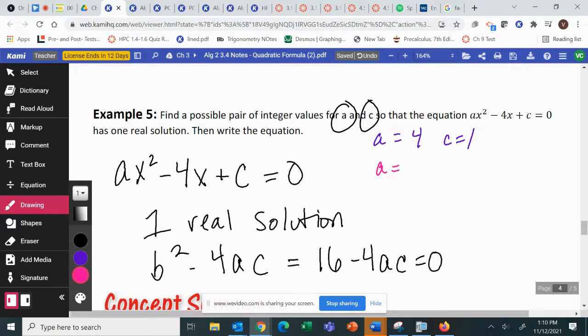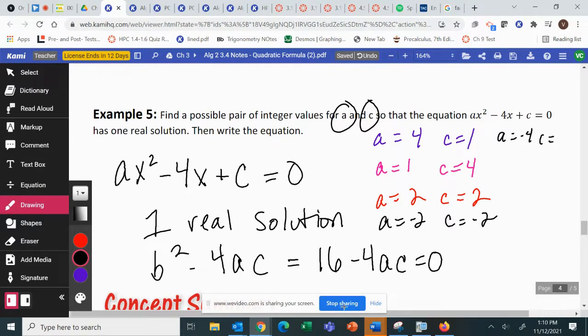Amy. 1 for A and 4 for C? Sure. Give me another one. 2 and 2? Give me another one. Corey? Yes, -2 and -2. -4 and -1. Any others? -1, -4, right. All those would work. So there are multiple different answers that were possible for that one.